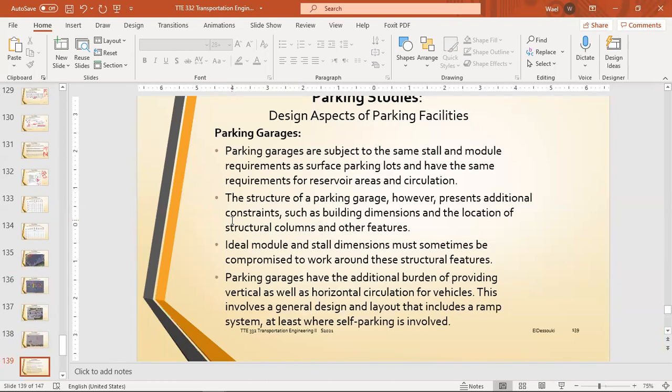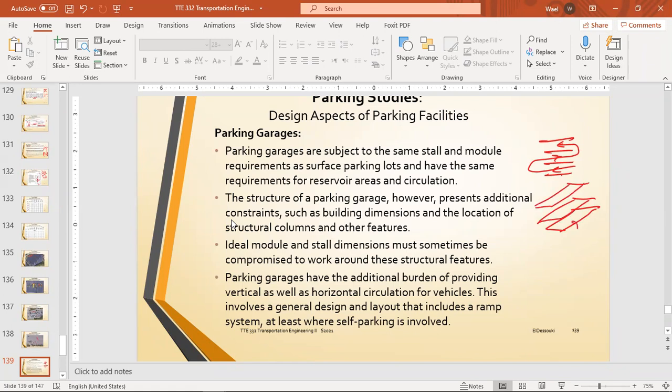Okay, the structure of the parking garage, however, presents additional constraints. Yes, there's the issue that we have multiple levels and we have to go between the levels to access these parking spots. That's a challenge. Meaning we have flat parking, and we build floors above it.